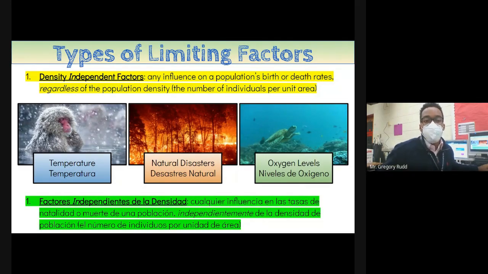Okay, so in general, there are two types of limiting factors. There are density independent factors, and then there are density dependent factors, which we'll define on the next slide. Brian, can you read the definition for a density independent factor for us?